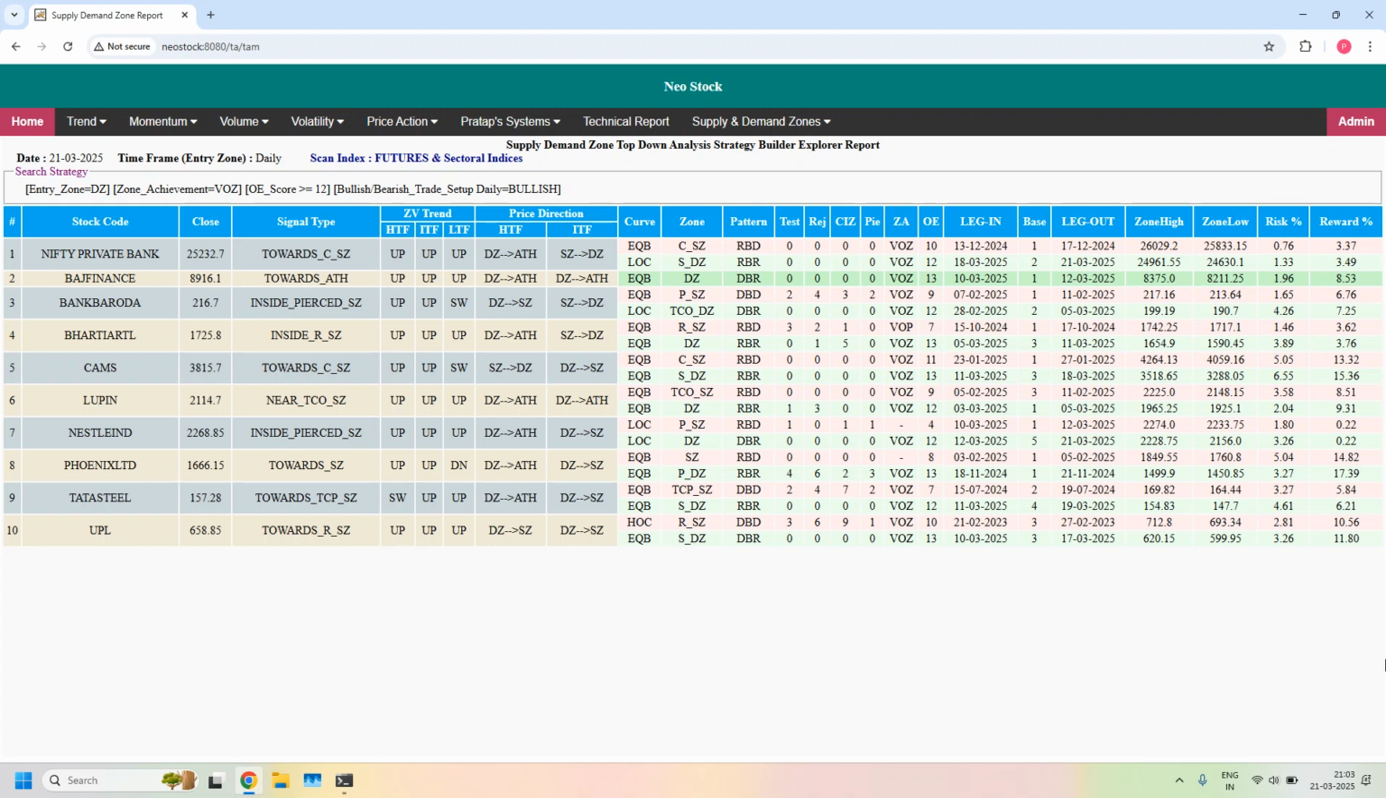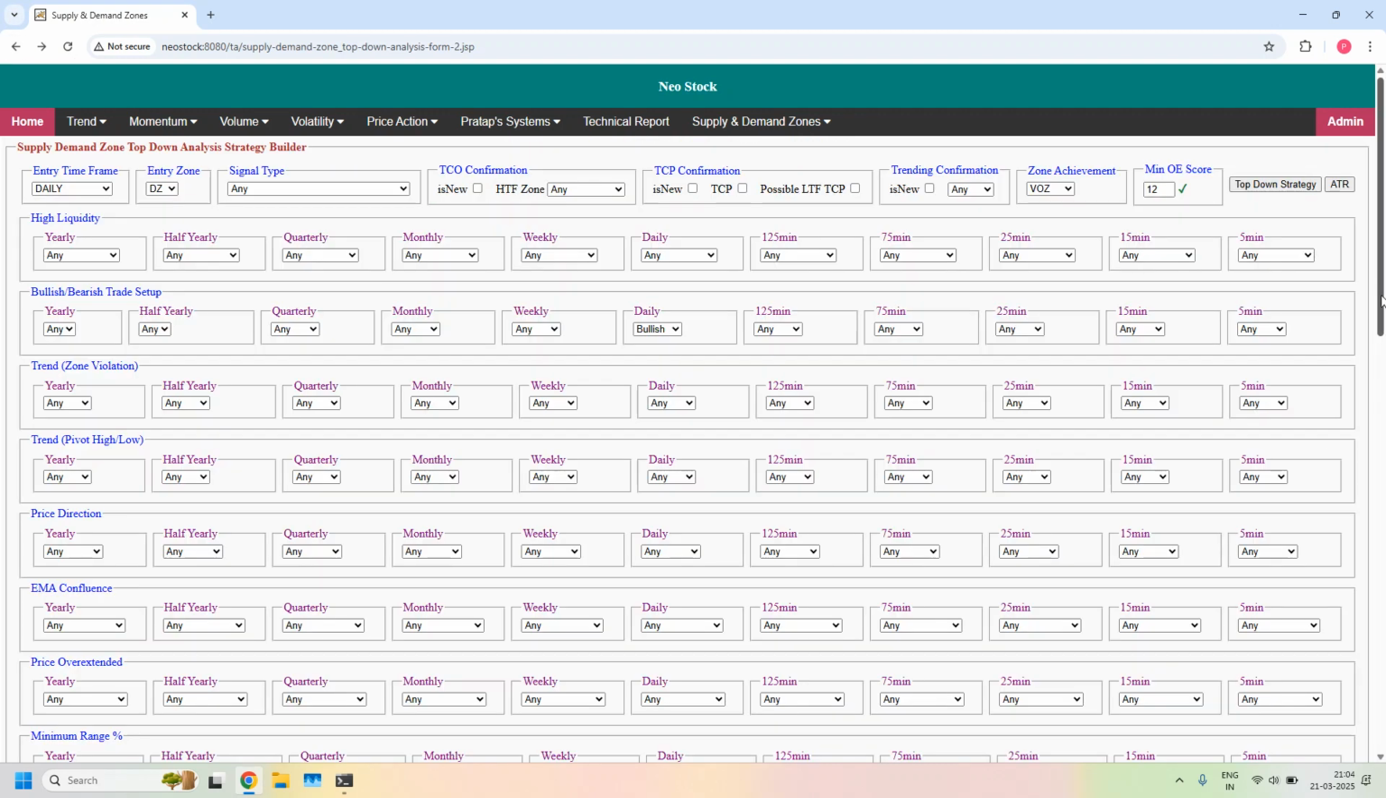Okay, out of these 10 daily demand zones, how many are having ITF Confluence? Let us filter to find the high probability setup supported daily demand zones. So that means daily demand zones are overlapped with weekly, then those daily demand zones might be having even more high probability to get success because it is part of the weekly zone. So let us find such kind of stocks.